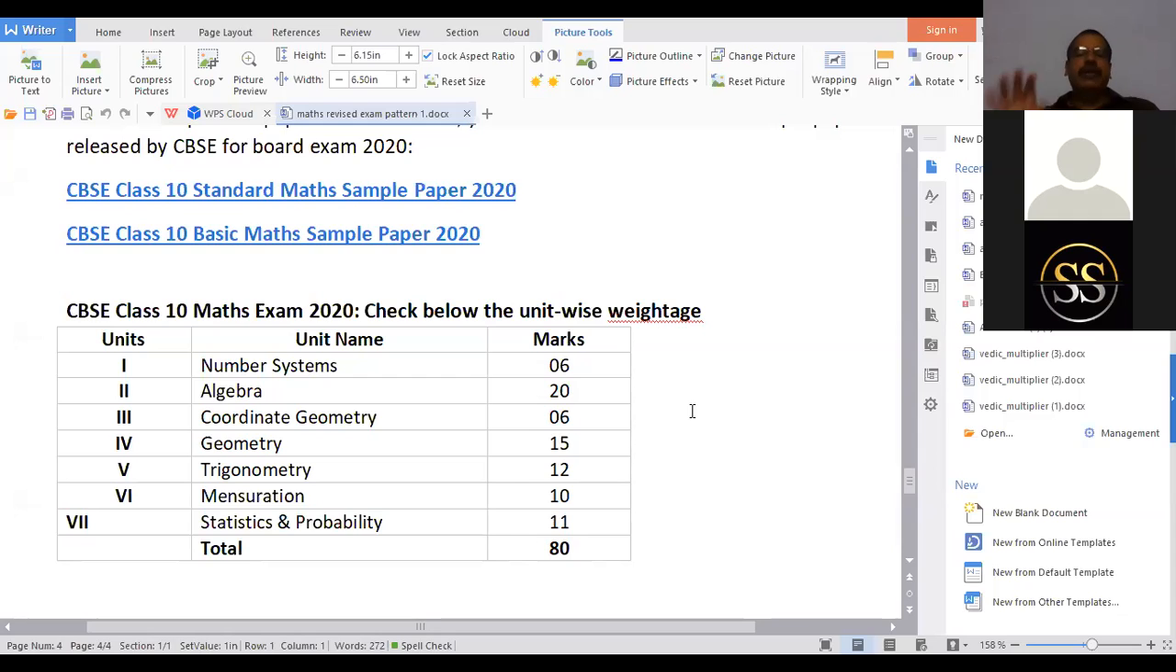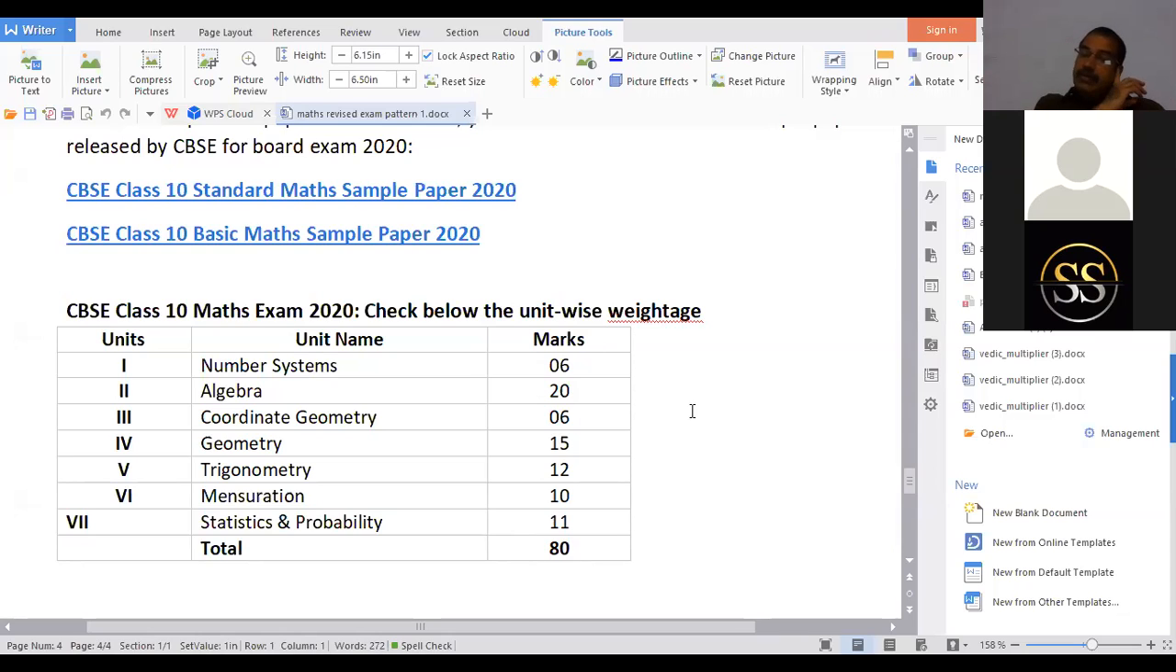Okay. Next, trigonometry, 12 marks. In trigonometry also we have 2 chapters: basic trigonometry, and application of trigonometry, heights and distances. Both 12 marks, 6 plus 6.